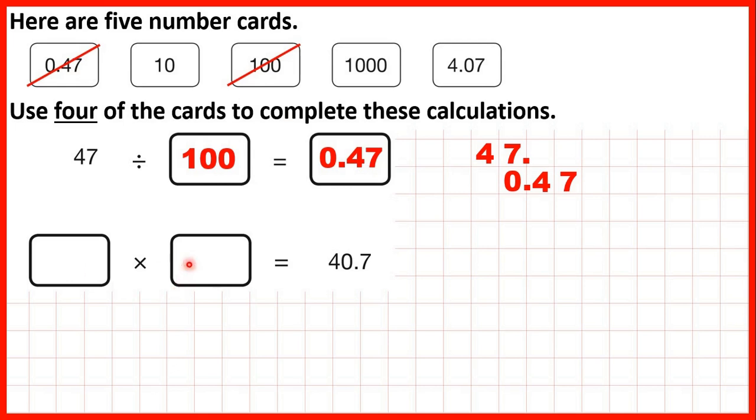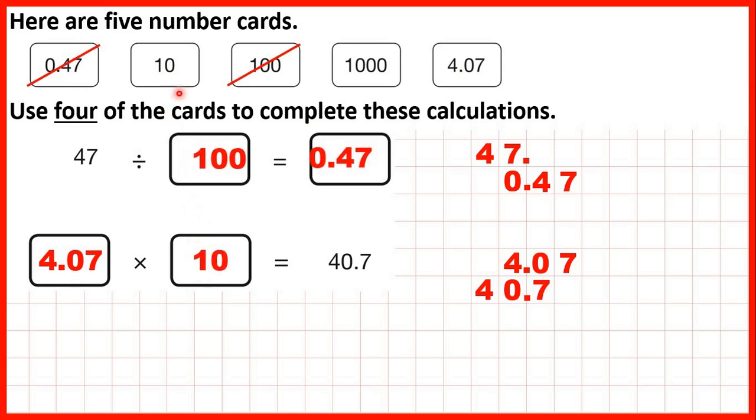Now, something times something equals 40.7. So let's take the number 4.07. How can we get 40.7 from that? Well, if we copy down the decimal point, we can see that what we're doing is moving each digit just 1 square to the left. And if we move the digits 1 square to the left, that's multiplying by 10. So we can have 4.07 times 10.